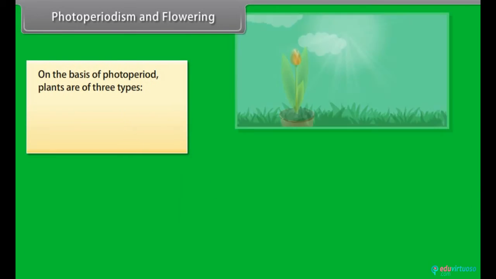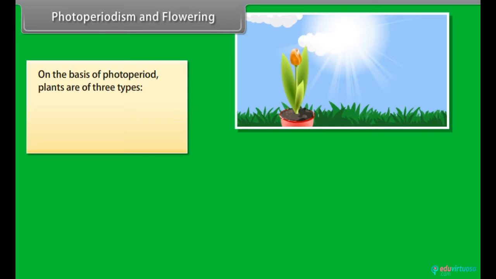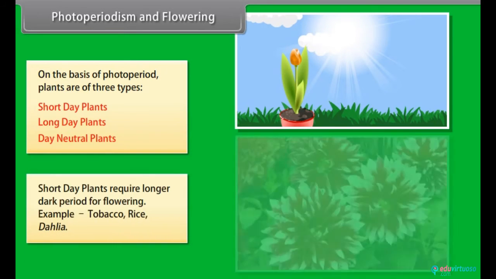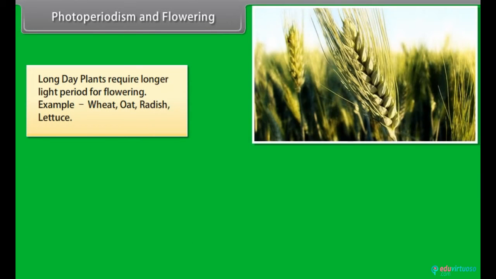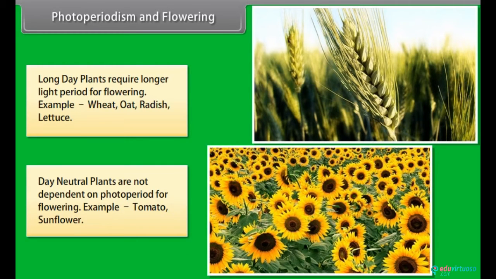On the basis of photoperiod, plants are of three types: short day plants, long day plants, day neutral plants. Short day plants require longer dark period for flowering. Example, tobacco, rice, dahlia. Long day plants require longer light period for flowering. Example, wheat, oat, radish, lettuce. Day neutral plants are not dependent on photoperiod for flowering. Example, tomato, sunflower.